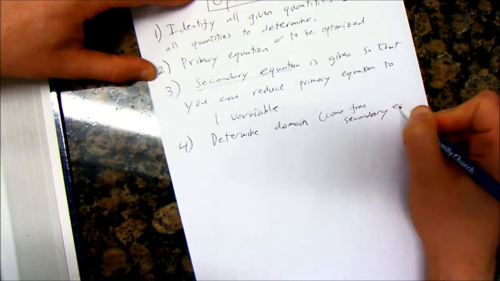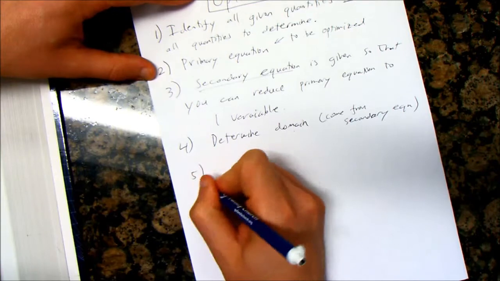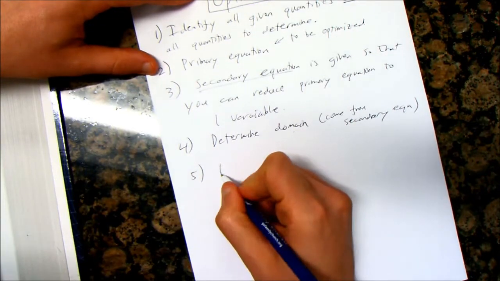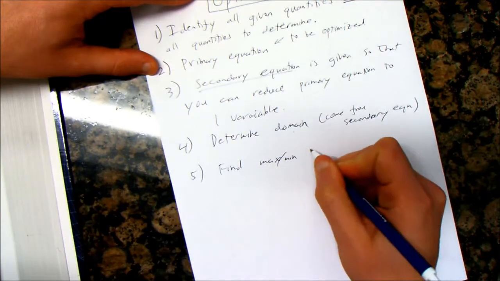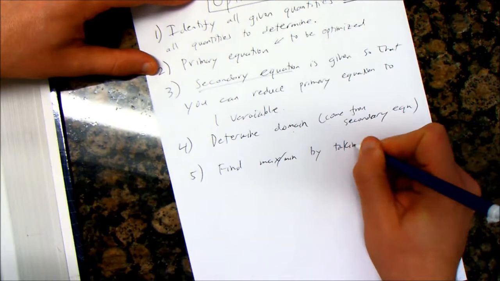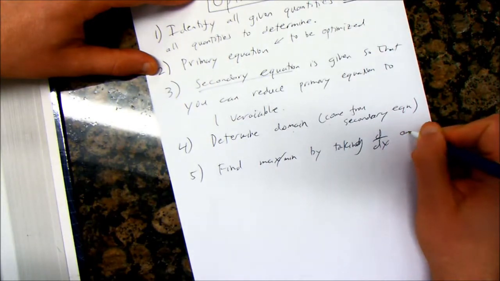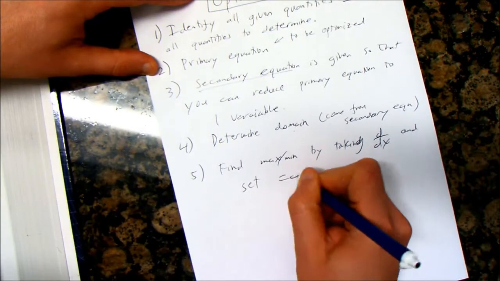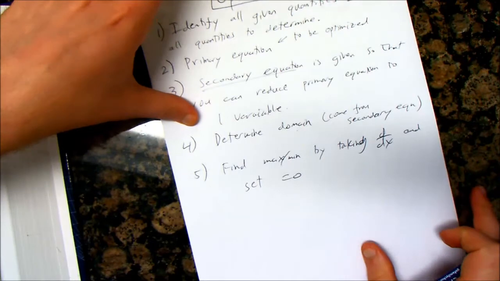Secondary. Okay? All right, and then 5, find max or min by taking d/dx, taking the derivative, and set equal to 0 and solve. Okay? And that will basically get you through the whole problem.